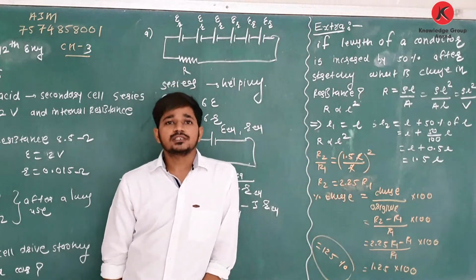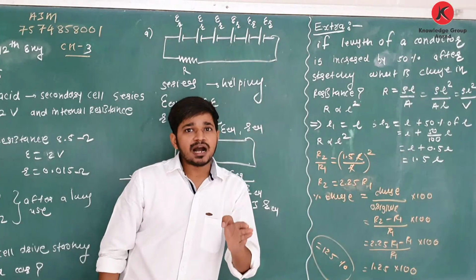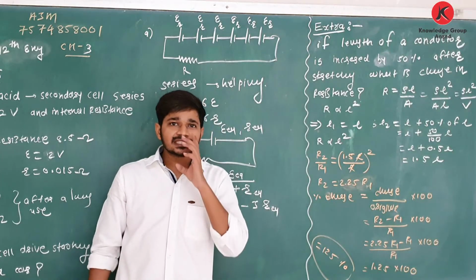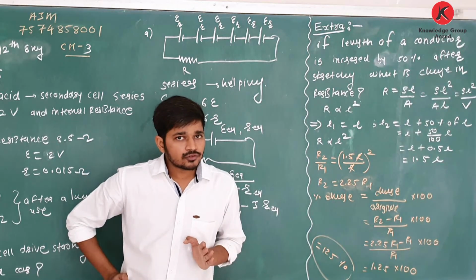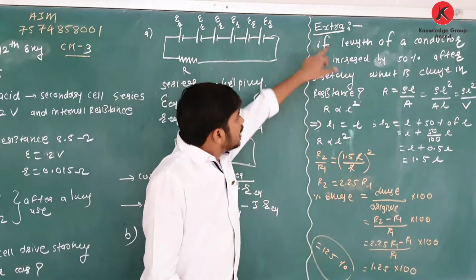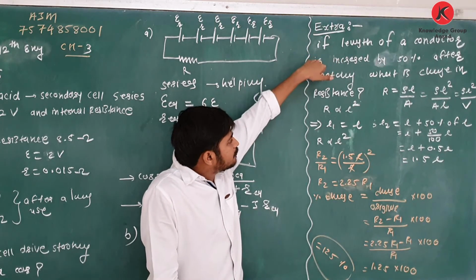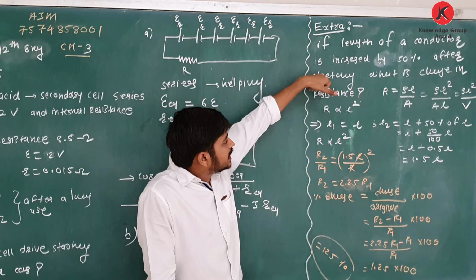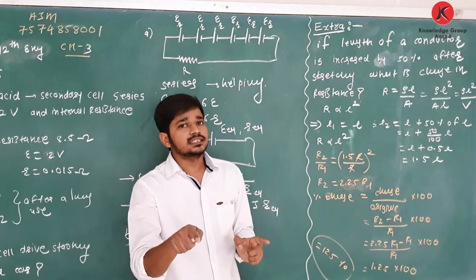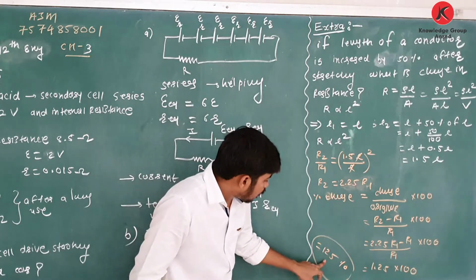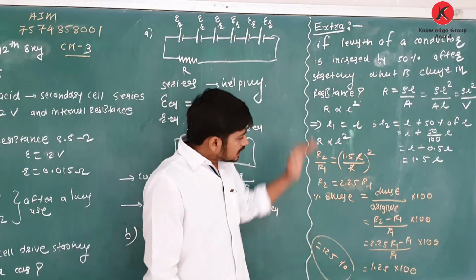125 percentage. And yes, it is positive. It means resistance increases by this percentage. Clear about this? So what is your question? If the length of a conductor is increased by 50% after stretching, what is the change in resistance? Increases or decreases? Yes, increases. By how percentage? 125%. Clear about this?